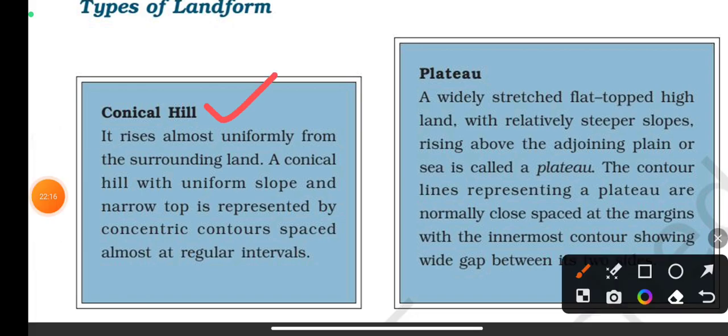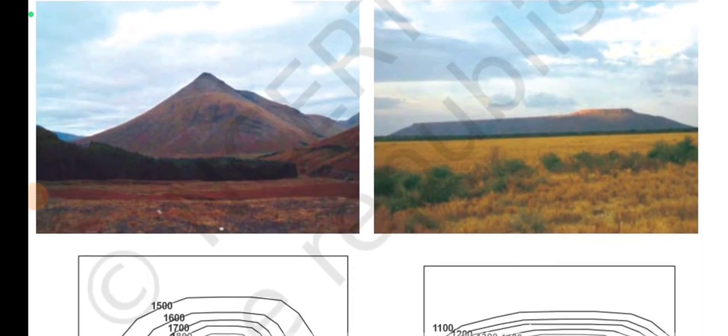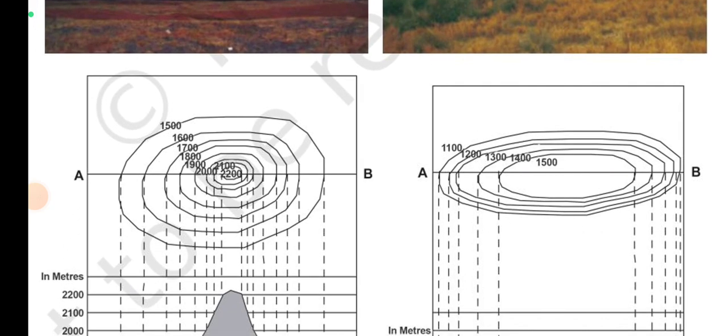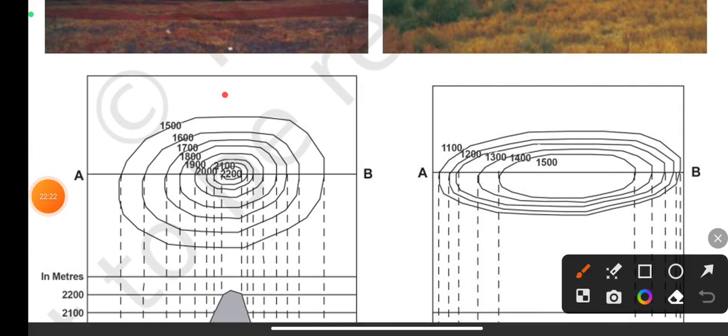So how to identify a conical hill from the contour map? It will look like this. Okay, so you can get questions also like this. If a contour line is drawn here, you may be asked to identify the feature. So you should remember that the height is increasing toward the center. You can see it's 1500, 1600, and the size of the contour is getting smaller, so it is a conical hill.